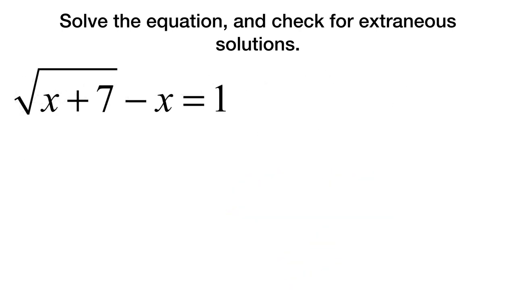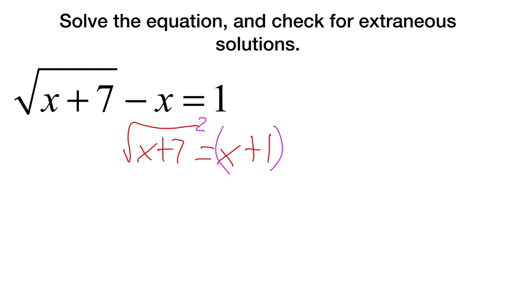Okay, let's try this one. So in this case, what we would do first is try to get the square root by itself by adding x. So the square root of x plus 7 ends up equaling x plus 1. At this point, we square both sides. Now, this is where I see a lot of people make a mistake because they think they can just say x squared plus 1 squared. But remember, we have to FOIL out x plus 1, which ends up getting us x plus 7 equals x squared, and then x times 1 plus 1 times x, so plus 2x and then plus 1.